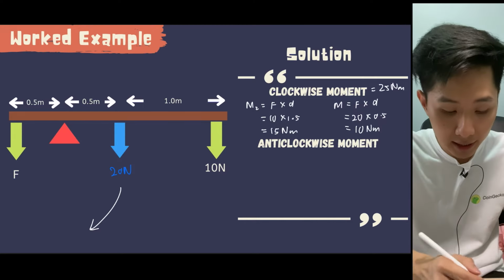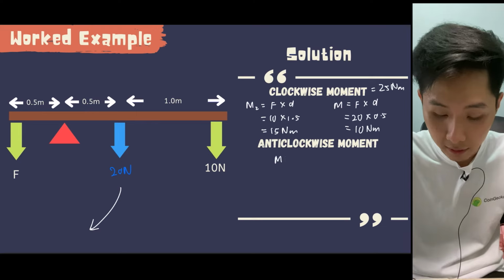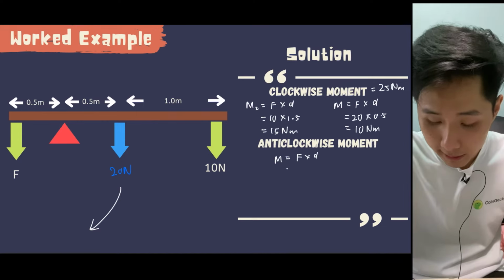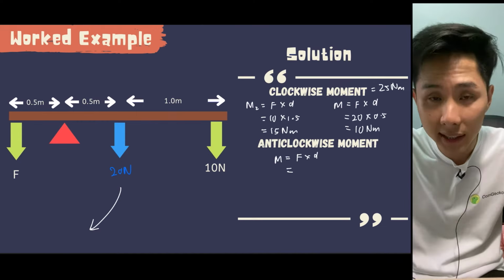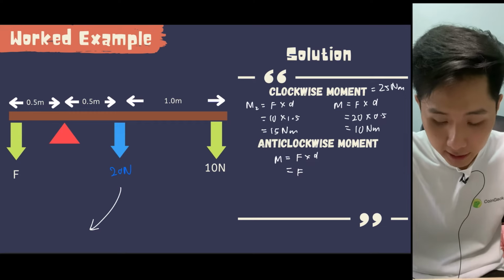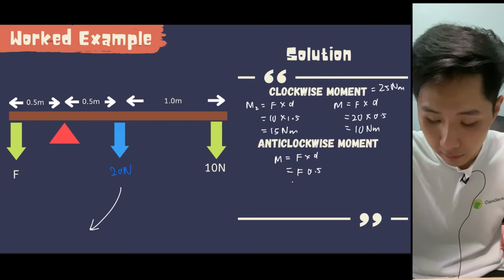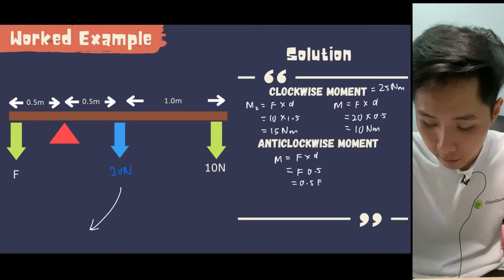And the anti-clockwise moment will be very simple. Again, F times D. Since we don't know what F is yet, I can just write it as an unknown followed by 0.5. So to write it better, it should be 0.5 F.